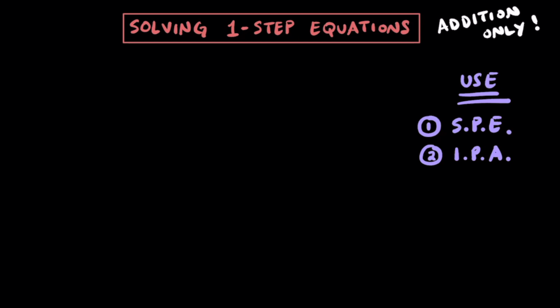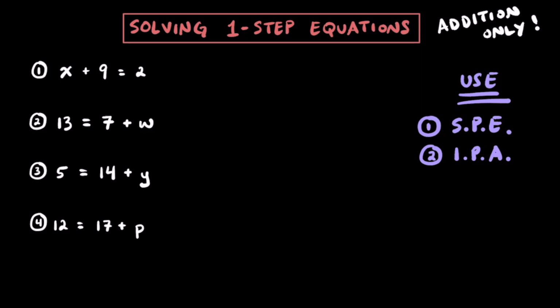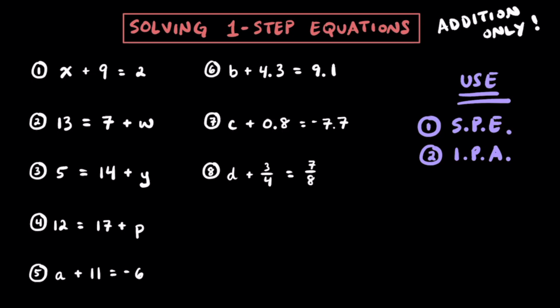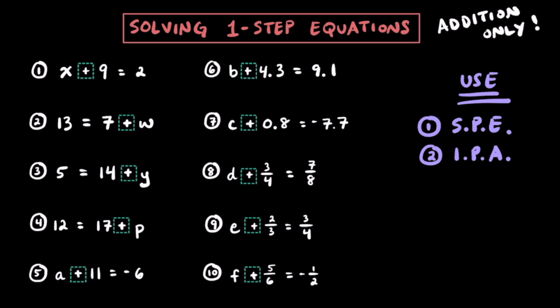Let me show you real quick the different types of examples we'll cover in this video. First, we'll start off with a couple of these, then we'll try a couple of these, here's a couple more, then we'll get a little fancy with some more fractions and decimals, and we'll finish up with these two. In all 10 of these one-step equations, notice how the only operation in all of them is addition.